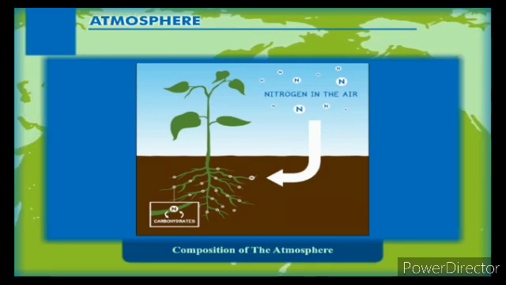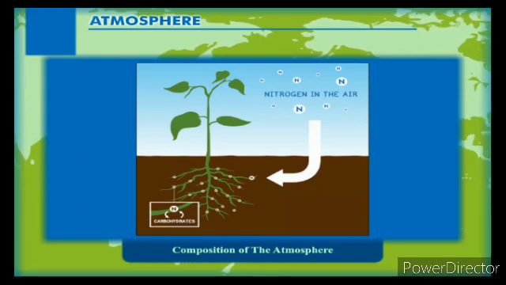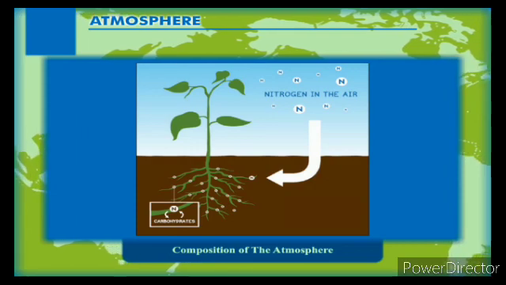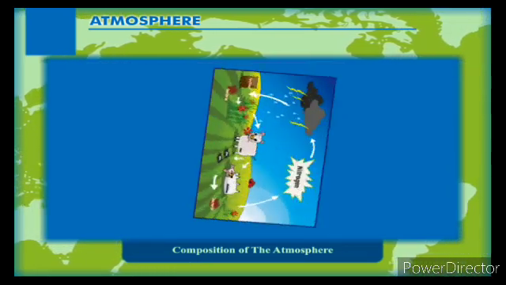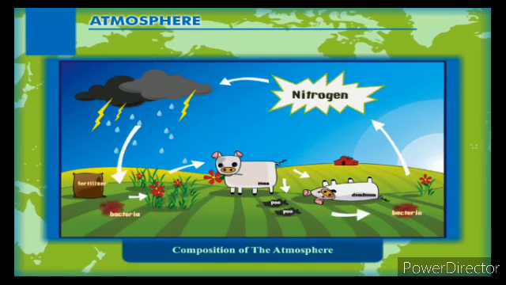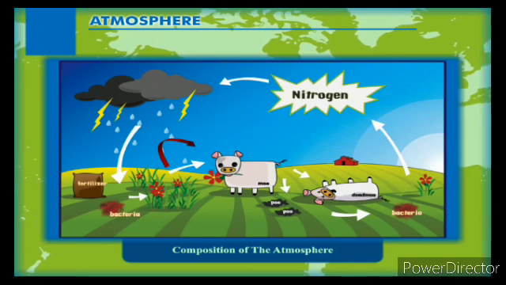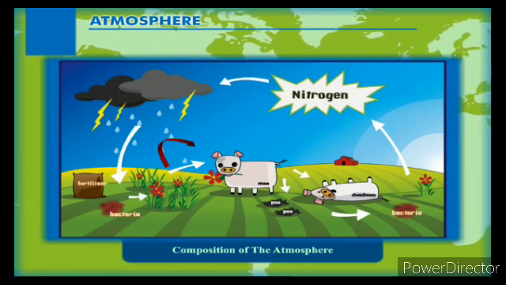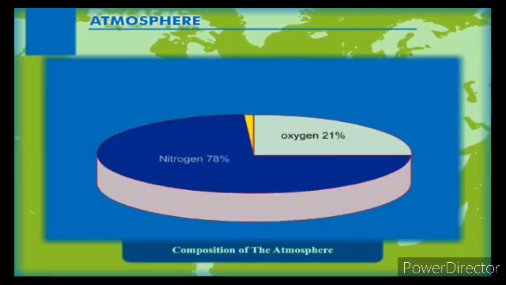Atmospheric nitrogen is converted to nitrogen compounds by nitrogen-fixing bacteria present in soil. Plants absorb nitrogen compounds and convert them to proteins. Animals take in proteins by eating plants or other animals. Nitrogen returns to the atmosphere when denitrifying bacteria act on animal wastes and the dead bodies of plants and animals.